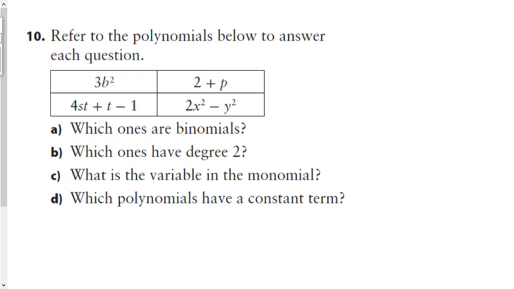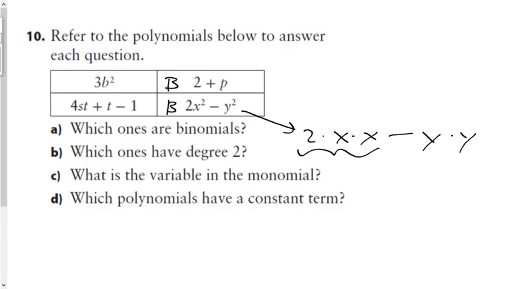Question 10, refer to the polynomials below to answer the question. Which ones are binomials? Now we skipped ahead to this one here. Binomials. Binomial. If I ask you on a test, why is this one a binomial? You will say it is the product of 2 and x minus y times y. Term 1, multiplication of either numbers or variables, a term. Term number 2, the product of just y and y, or a negative y and y.